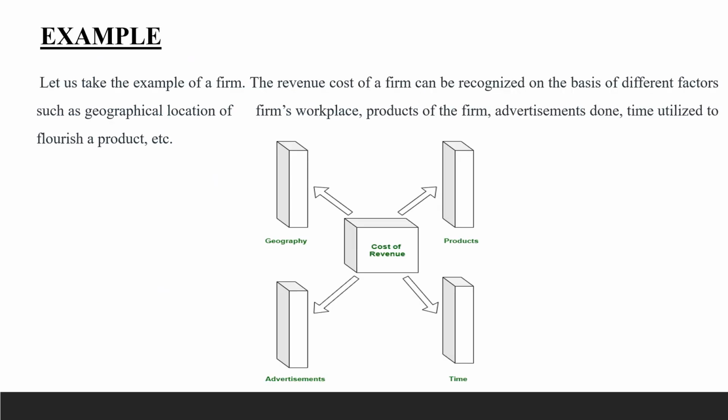Example. Let us take the example of a firm. The revenue cost of a firm can be recognized on the basis of different factors such as geographical location of the firm's workplace, products of the firm, advertisements done, time utilized to flourish a product, etc. Here in the diagram, the cost of revenue is divided into four categories like products, time, advertisement, geography, where the firm invested the cost in four different parts. So this can be taken as an example for a multidimensional data model.